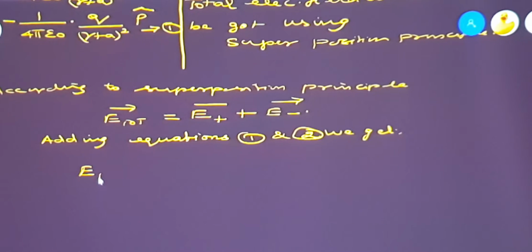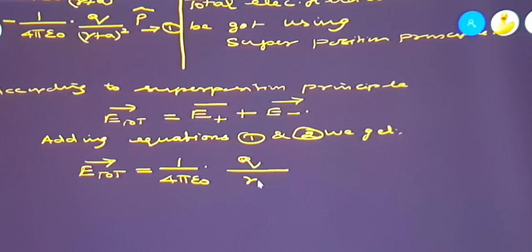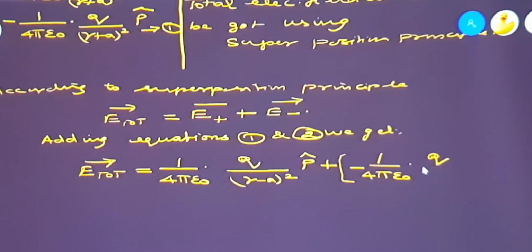What are the two equations? So I can write E net, or E total vector, is equal to E plus plus E minus. What is E plus? E plus, I am writing first of all, 1 divided by 4 pi epsilon 0 q divided by r minus a the whole square into p cap, plus E minus. What is E minus? E minus is minus of 1 by 4 pi epsilon 0 q divided by r plus a the whole square into p cap.